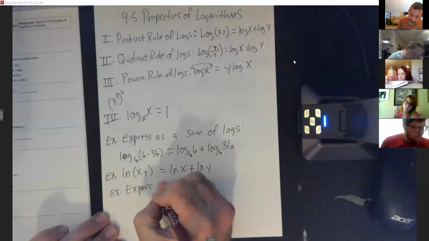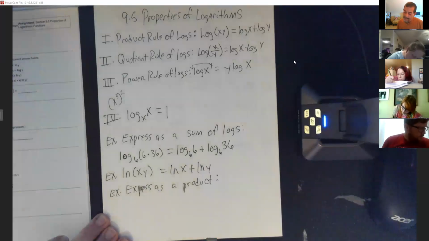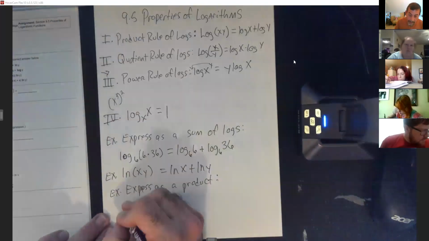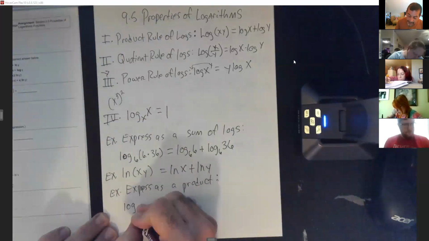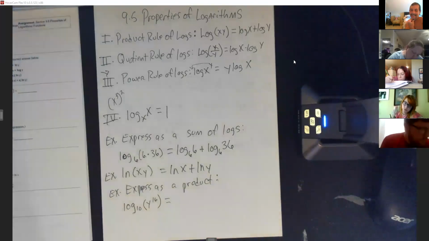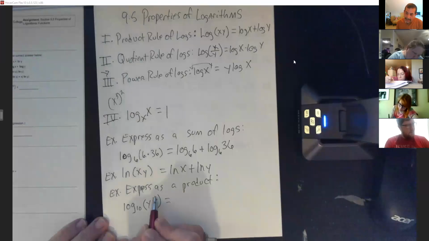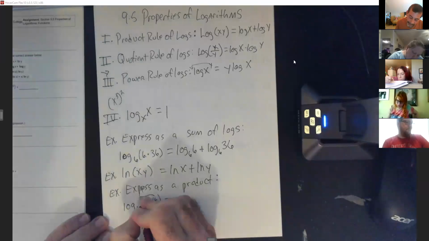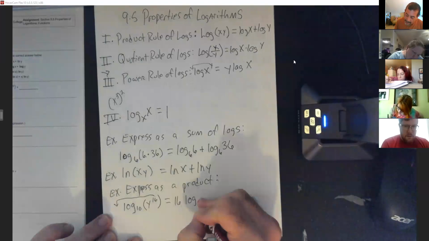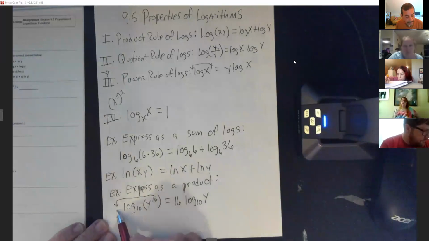Express as a product. So to express them as a product, you're looking at the power rule here. So how about this one? Log base 10 of y to the 16th. What did I do to the exponents on that power rule? So this 16, we're going to bring it to the very front so that we get 16 times the log base 10 of y. So the power rule, all we're doing is bringing those exponents right down to the very front, okay?